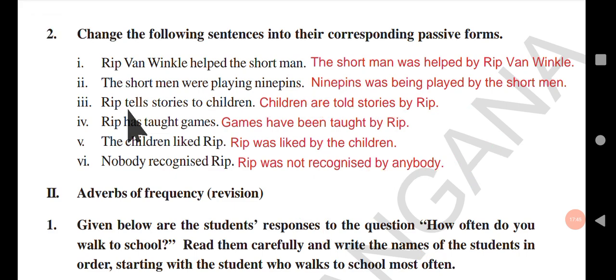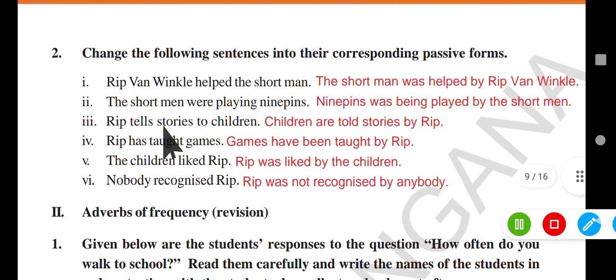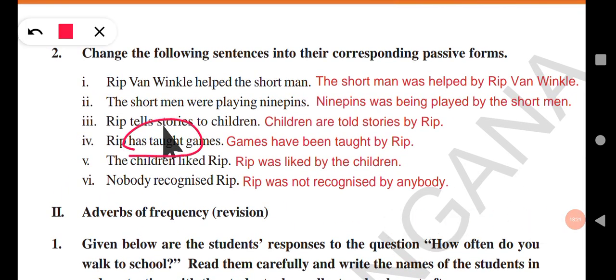Okay, now look at the next one. Rip has taught games. This is a sentence just like the first one. Okay, this is V2. Do you remember the structure that I had given you just before? When you change this into passive voice, you will get was or were plus V3. But the sentence is not in past tense, the sentence is in the present perfect tense, because here you can see the combination of has plus V3, has taught.